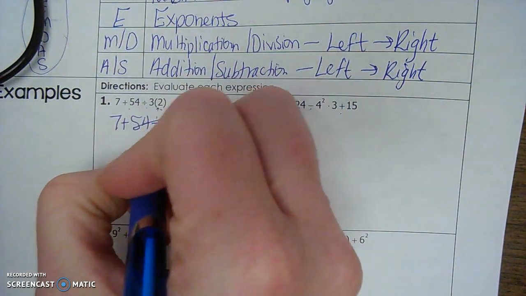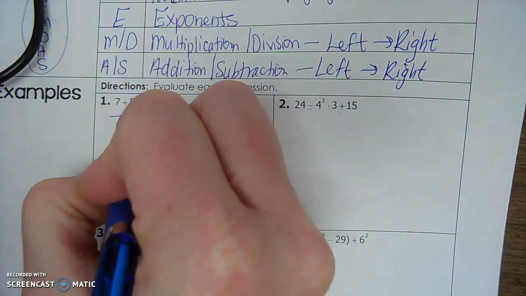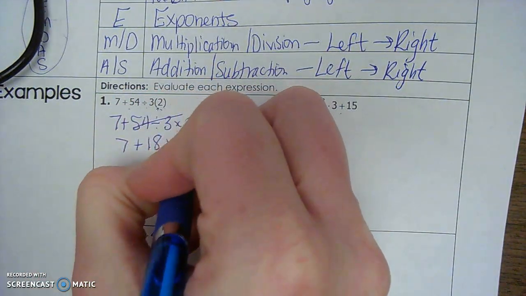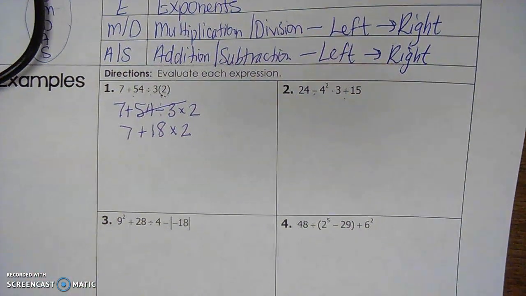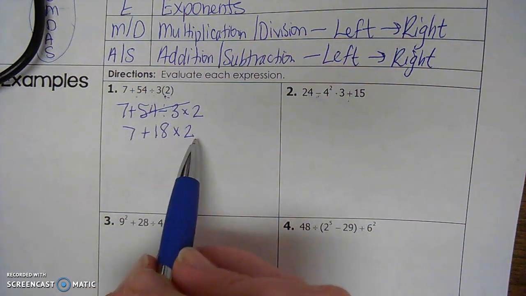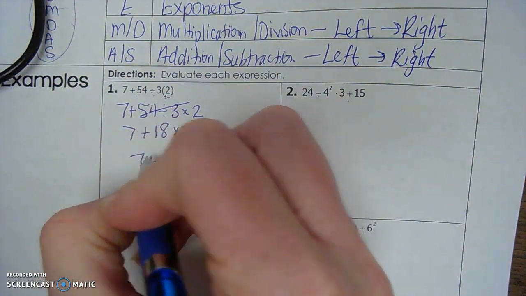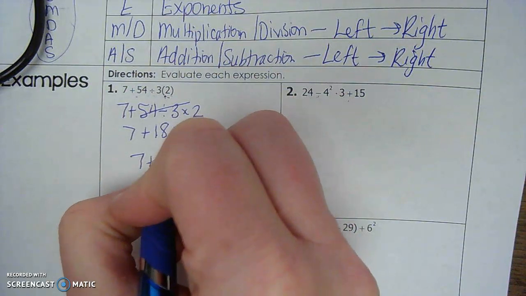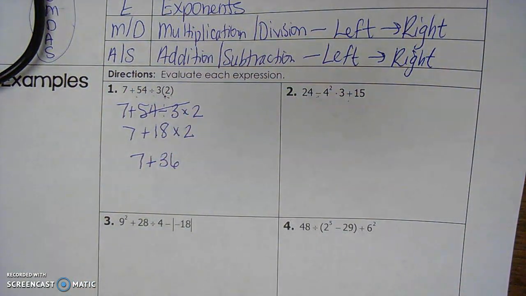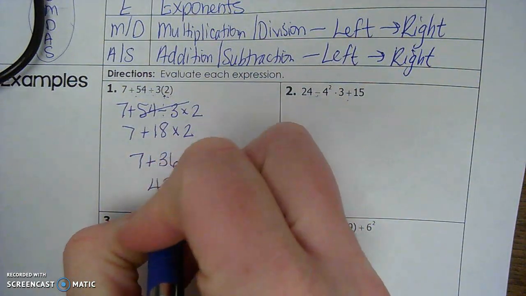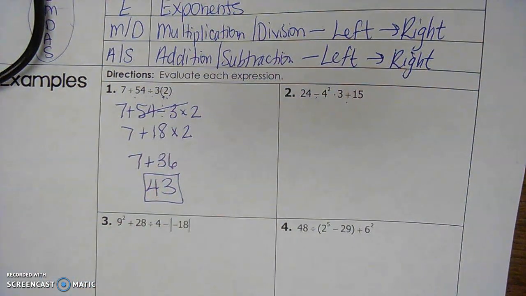So that's 18. So you have 7 plus 18 times 2. So now we need to multiply. 18 times 2 is 36. So then 7 plus 36 is going to give me 43. So your final answer for that is 43.